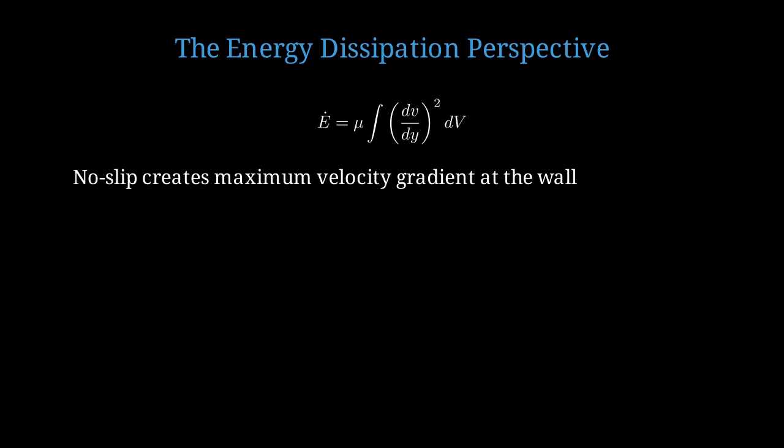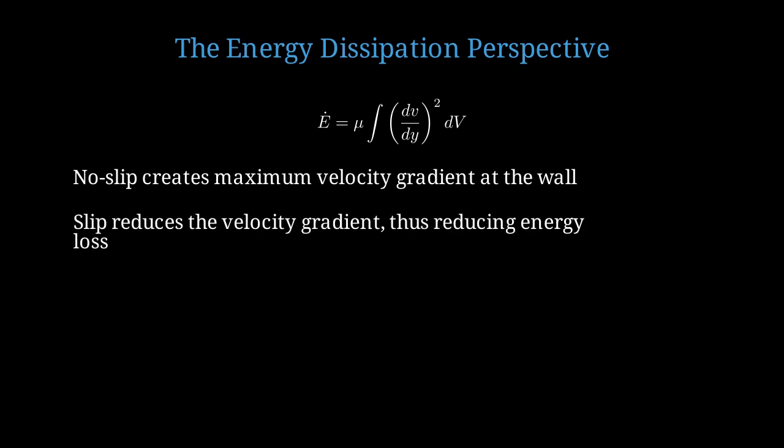Let's look at this from an energy perspective, which gives us another way to understand slip flow. The rate of energy dissipation per unit volume equals the viscosity times the integral of the velocity gradient squared over the volume. With no slip, we have the maximum possible velocity gradient right at the wall, which means maximum energy dissipation. With slip, the velocity gradient at the wall is reduced. This directly reduces the energy dissipation, which is why we get enhanced flow rates. The ratio of energy dissipation with slip to without slip equals 1 divided by 1 plus 4B over R. The same factor we saw earlier.